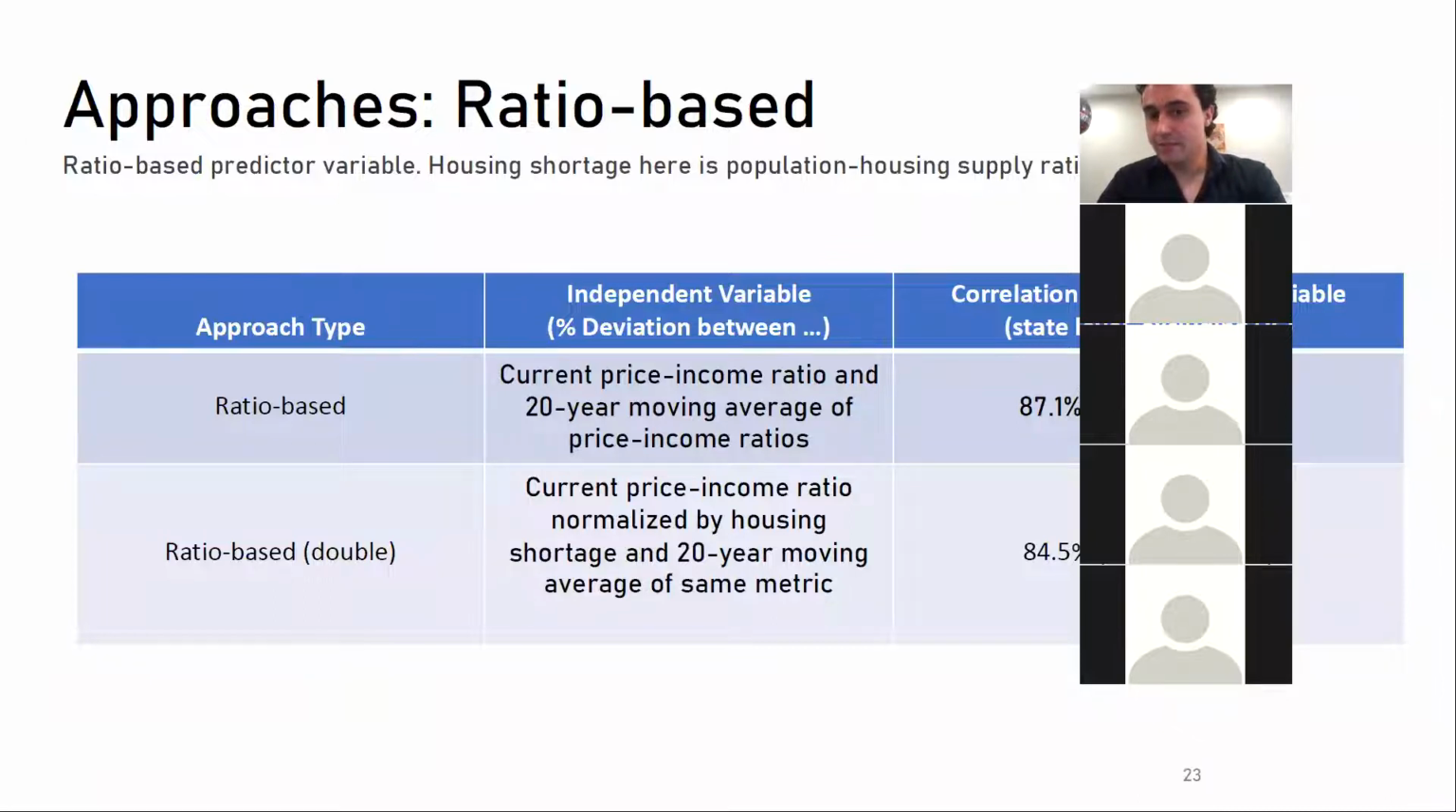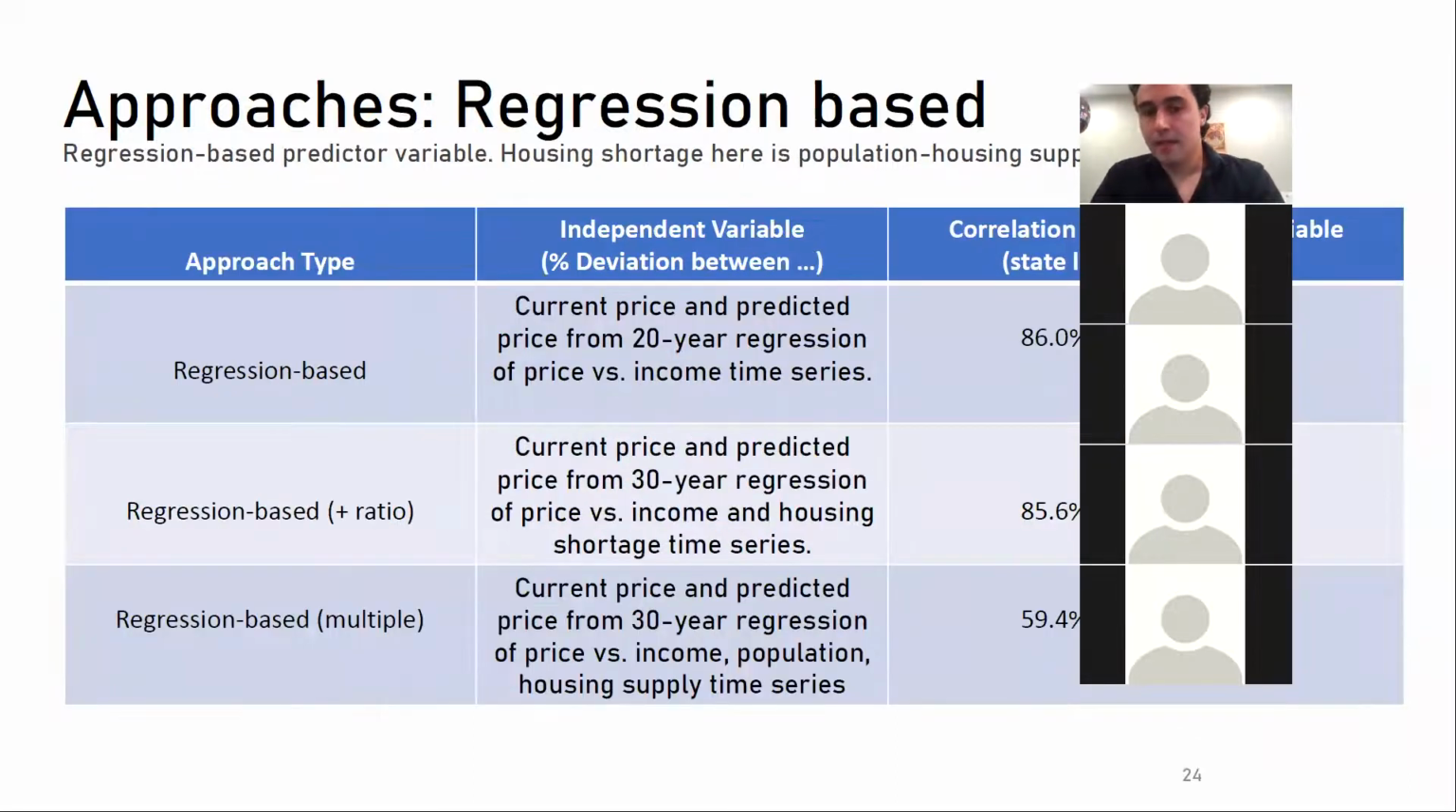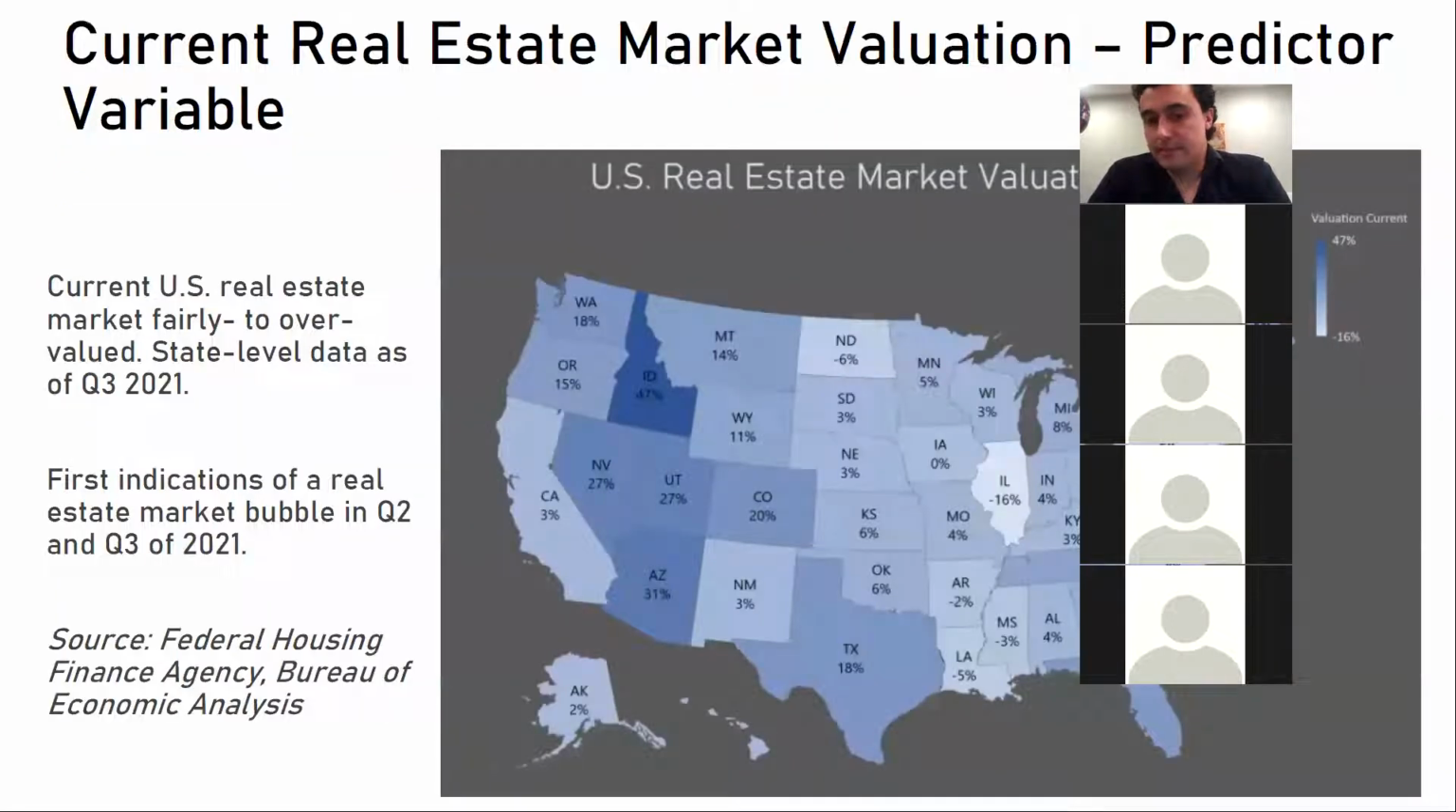If you did a ratio-based approach, and these are multiple different approaches versus fundamentals: ratio-based versus income, ratio-based versus income, population, housing supply, regression-based versus income, regression-based versus income and housing shortage, regression-based versus income, population, housing supply. And so, it's all going to be reflected. That's it. If people think these fundamentals don't capture it, I don't think so.